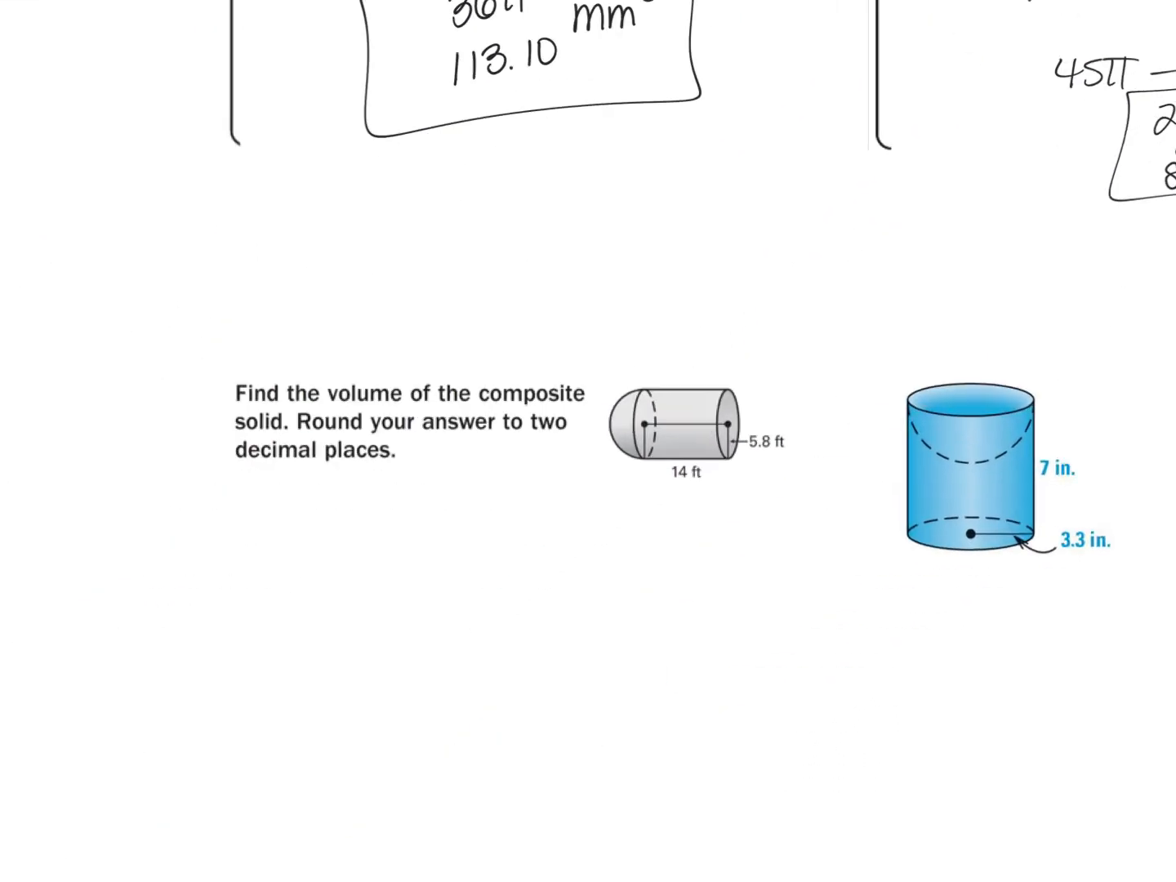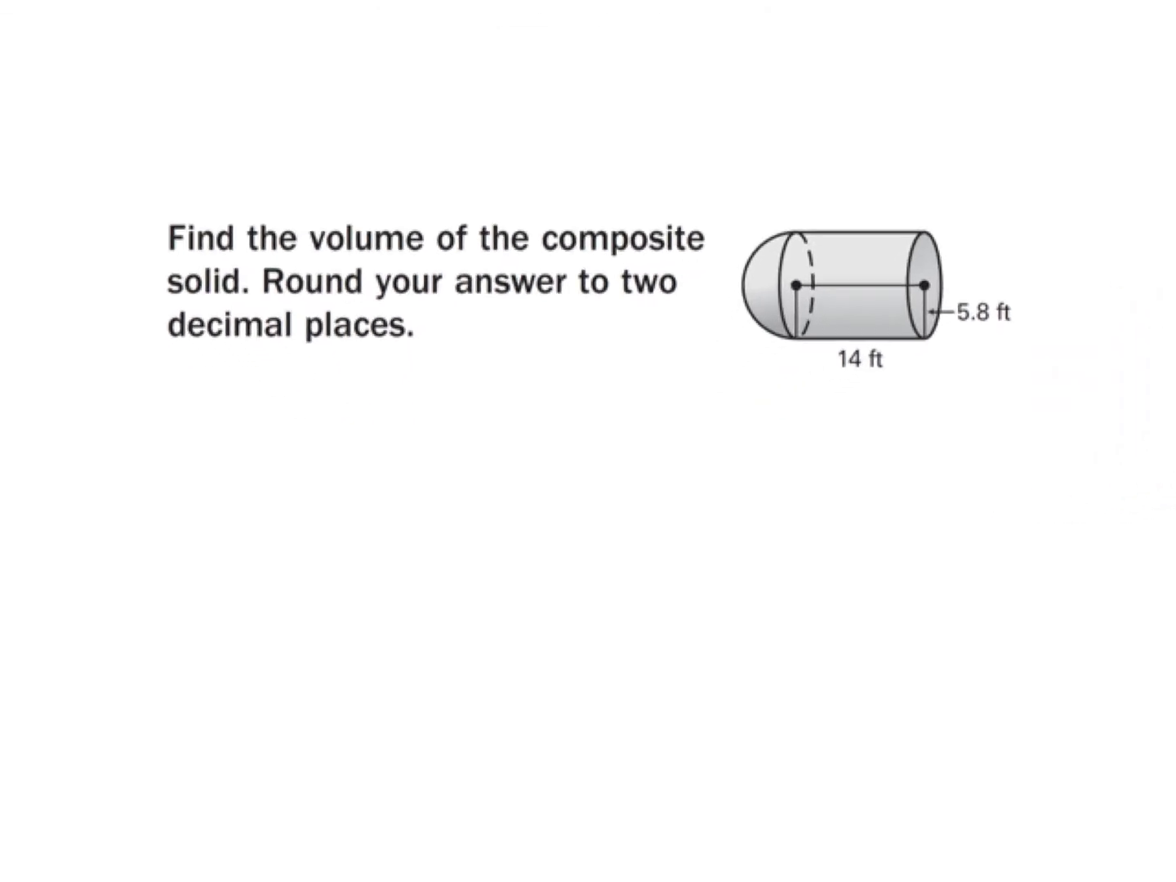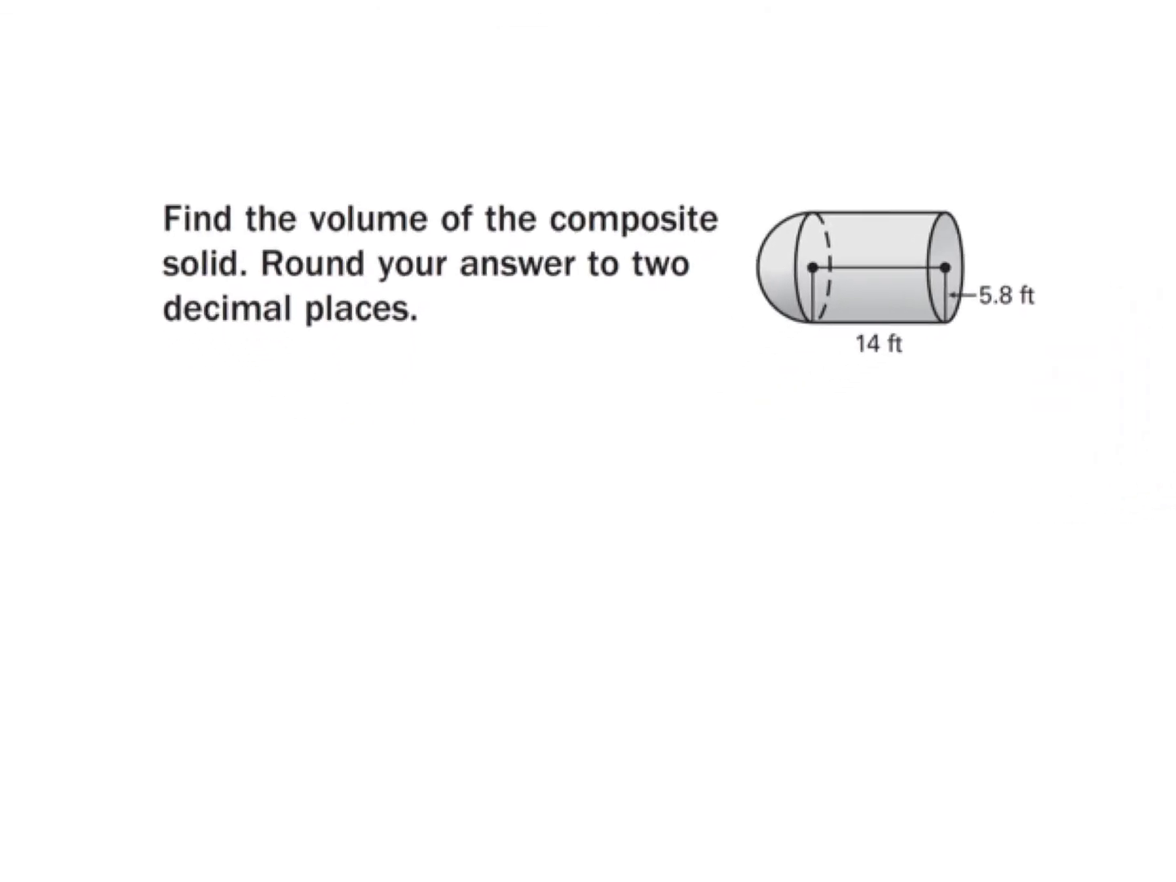All right, let's do another one. This one is kind of similar but kind of different. You're finding the volume of this, and this time it has a cylinder with a half a sphere added to it. So this one is going to be cylinder plus, because it's added, it's not missing, plus the half sphere.